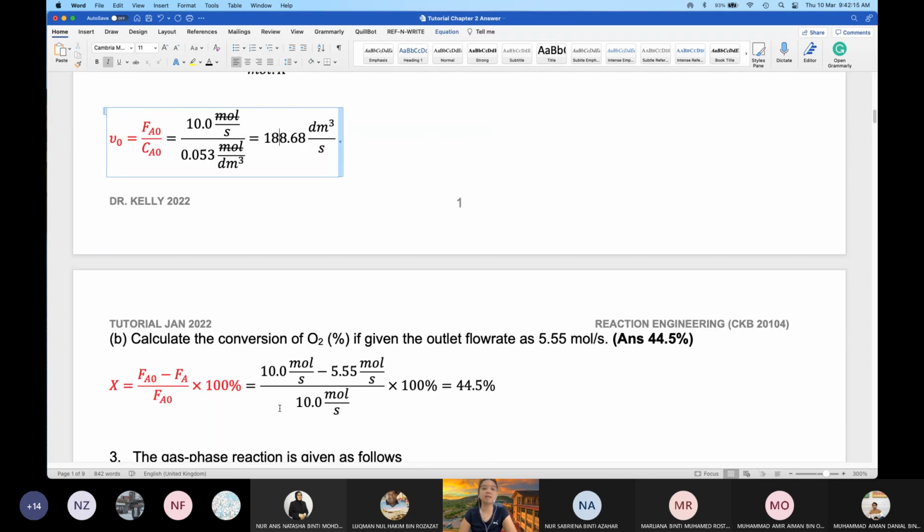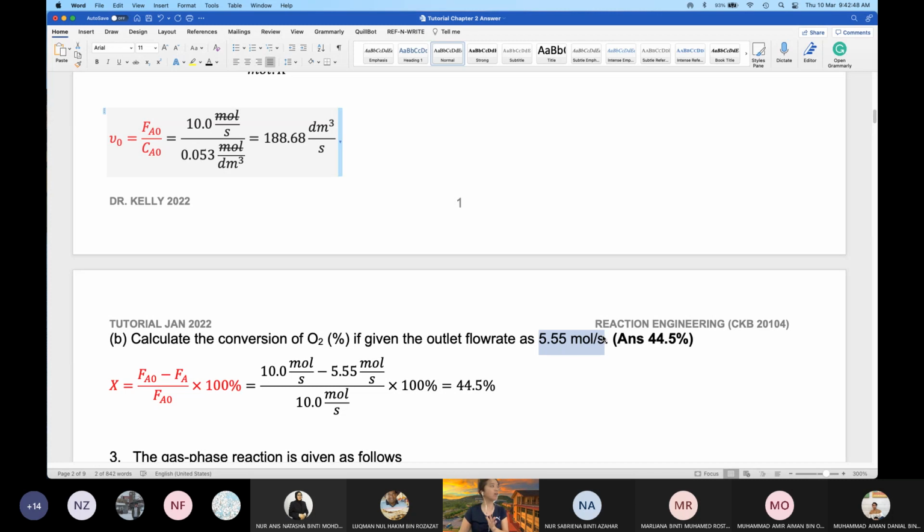There's one more question for part B. Question for question second, part B. So they say calculate the conversion of oxygen gas if given the outlet flow rate as 5.55 mole per second. So they want us to find conversion, but they want the conversion in the form of percentage. Okay, and they beri kita outlet flow rate 5.55 mole per second. So again, mole per second, mole per time, molar flow rate. Dia kata outlet molar flow rate. So dia beri kita FA.